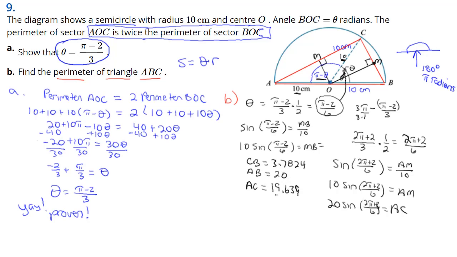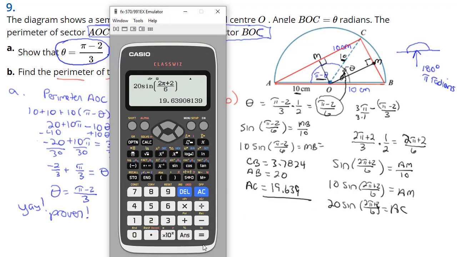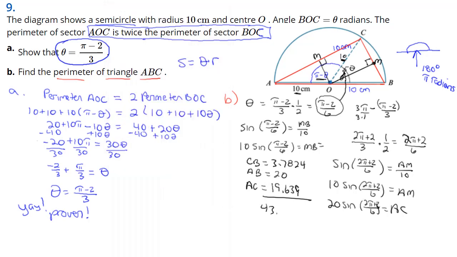And then all I've got to do is add these three numbers up, the three sides of the triangle. I'm going to get a grand total of 43.421, or 43.4 if I round to three significant figures.